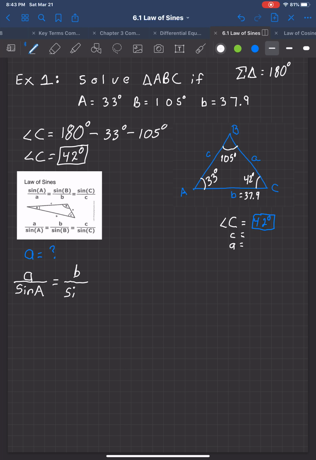B over sine of B. Pause for just a second and make sure, do I have 3 of the 4 parts? Well, do I have side B? Yes, I do. Do I have angle B? Yes, I do. Do I have angle A? Yes, I do. So I have 3 of the 4 parts.